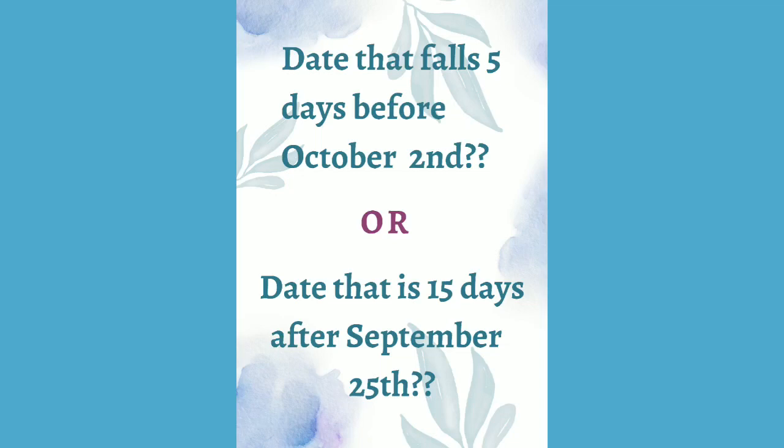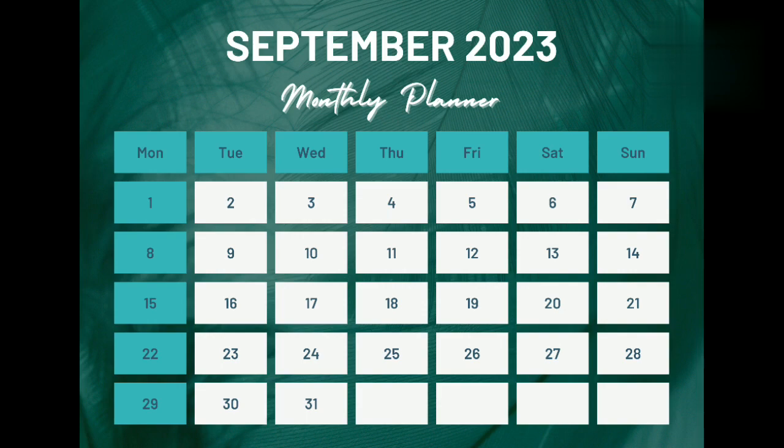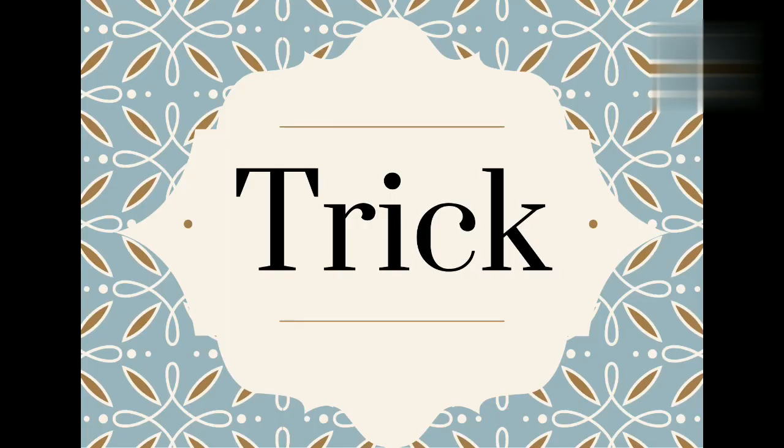Hello. What if I ask you to tell a date that falls 5 days before October 2nd or a date that falls 15 days after September 25th? Will you rush to check the calendar for this? To check how many days are there in the previous month or in the current month? Let's make that easy for you with a trick in which you use your hands to calculate it.